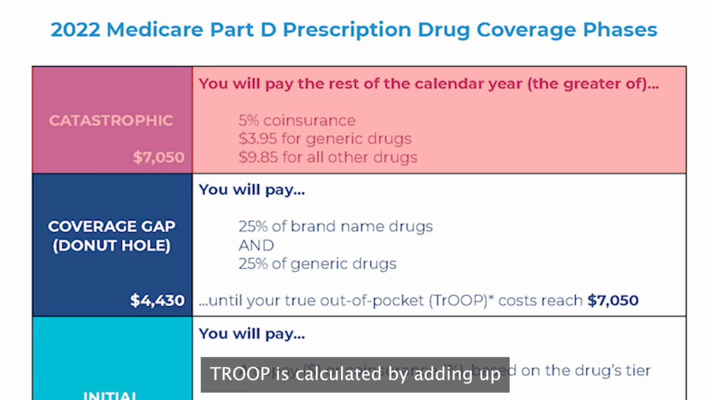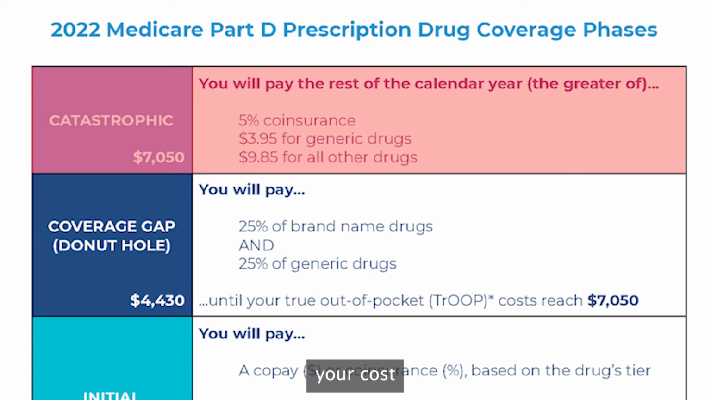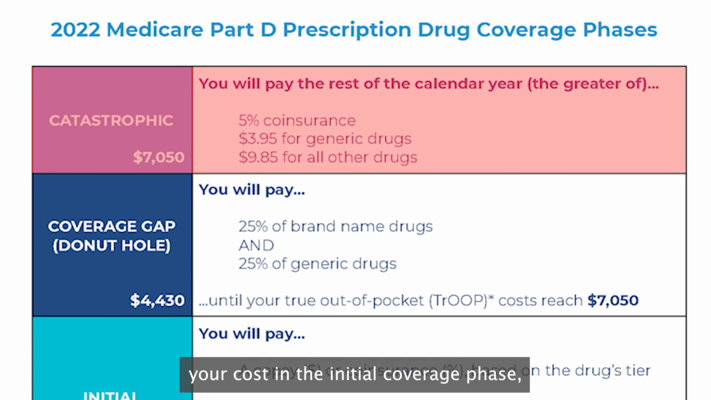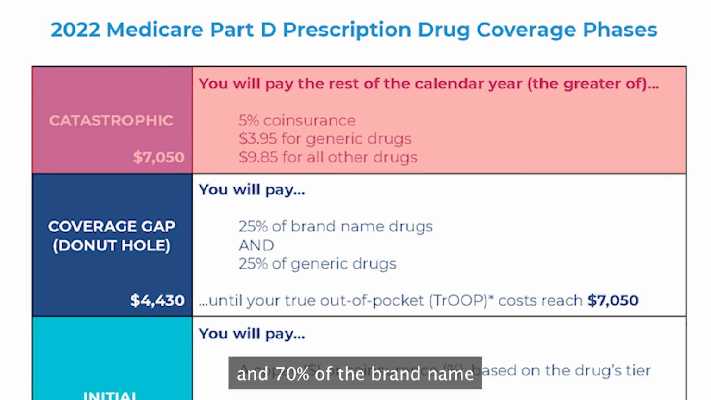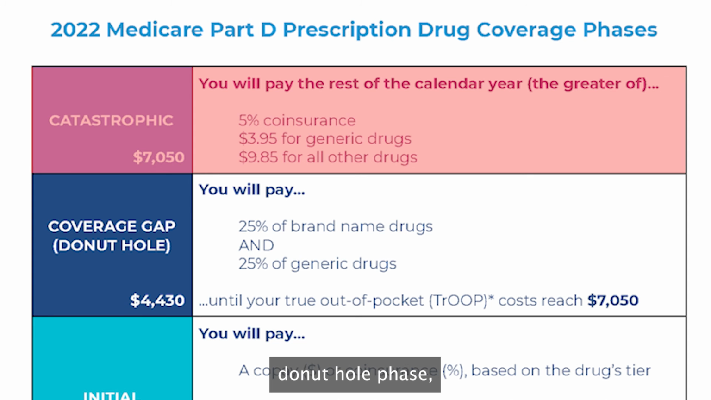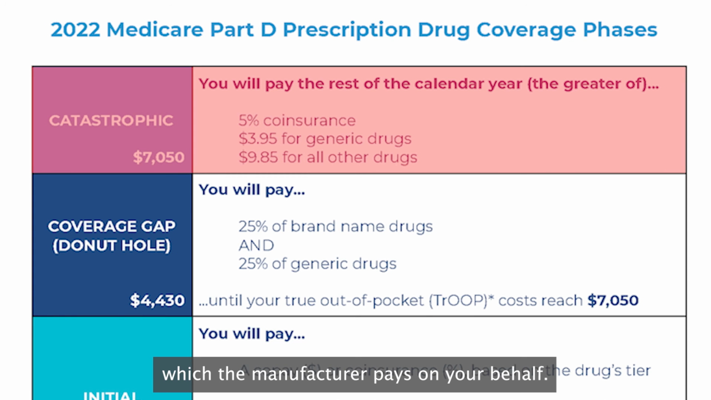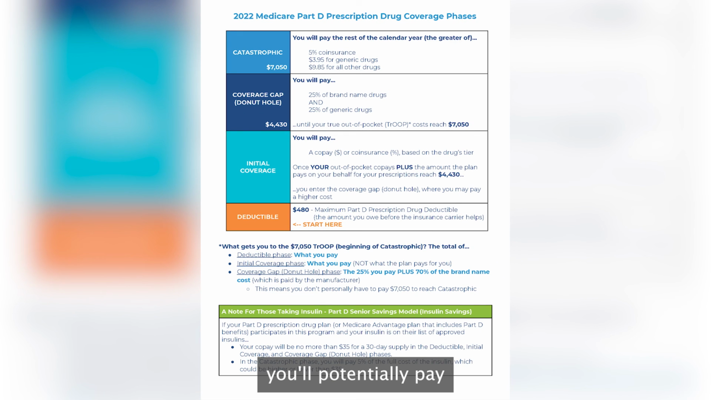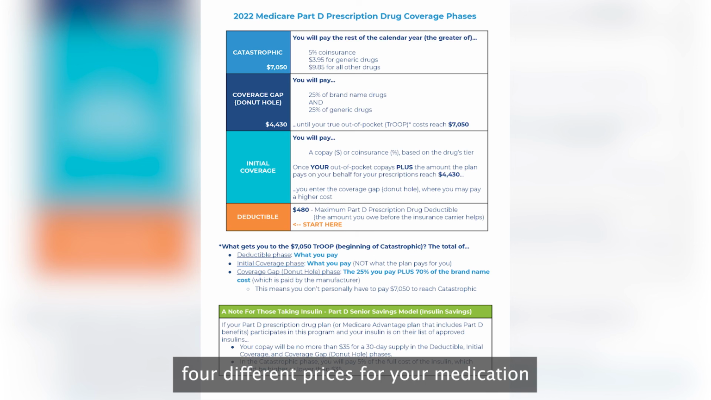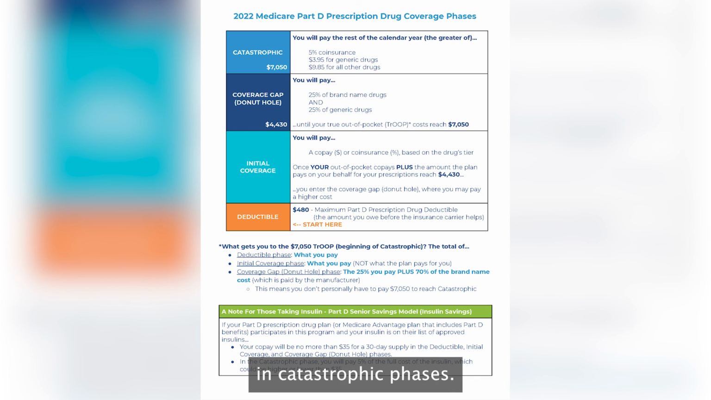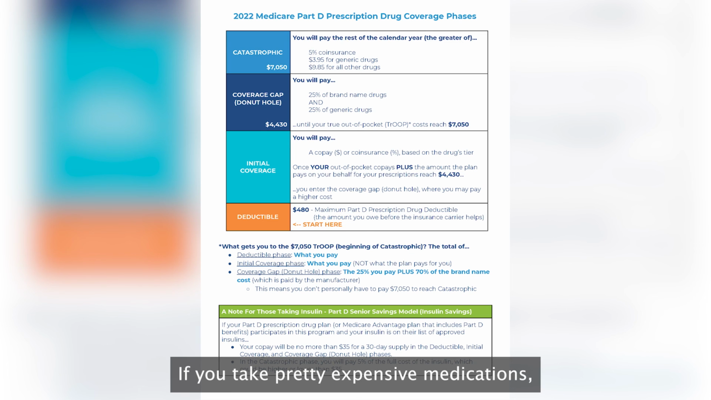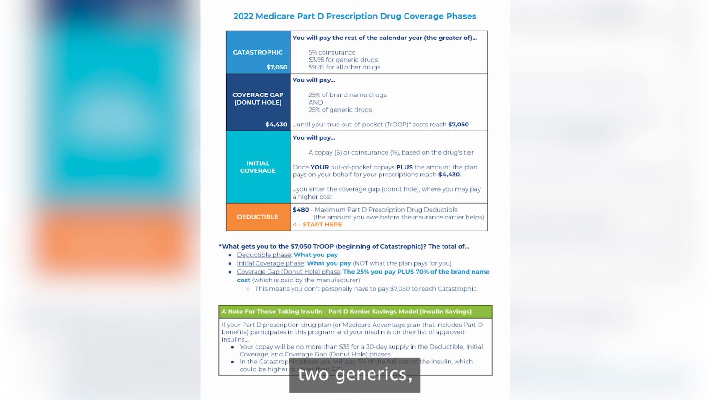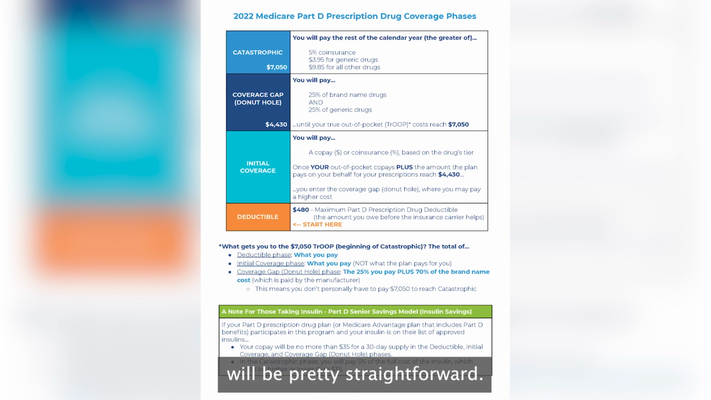TROOP is calculated by adding up these 4 items: your cost in the deductible phase, your cost in the initial coverage phase, your cost in the coverage gap, donut hole phase, and 70% of the brand name cost in the coverage gap, donut hole phase, which the manufacturer pays on your behalf. As you can see, if you experience all 4 phases of Part D, you'll potentially pay 4 different prices for your medication throughout the year. And keep in mind, you'd only deal with the donut hole and catastrophic phases if you take pretty expensive medications. If your prescriptions are all Tier 1 and Tier 2 generics, then your Part D coverage will be pretty straightforward.